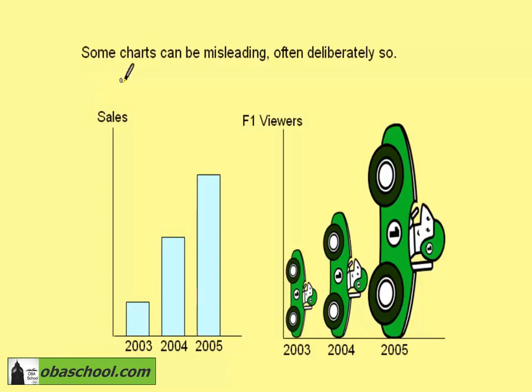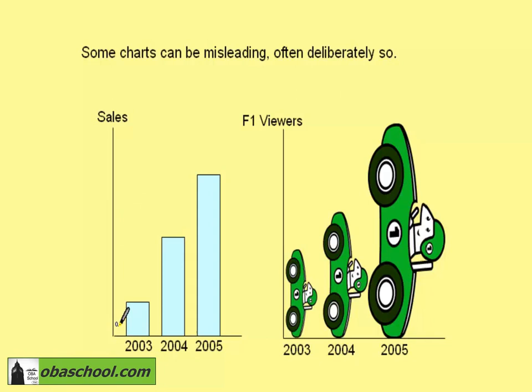Some charts can be misleading. Often this is done deliberately, and you'll see many misleading charts in financial papers such as the Financial Times. As an example, consider this bar chart.